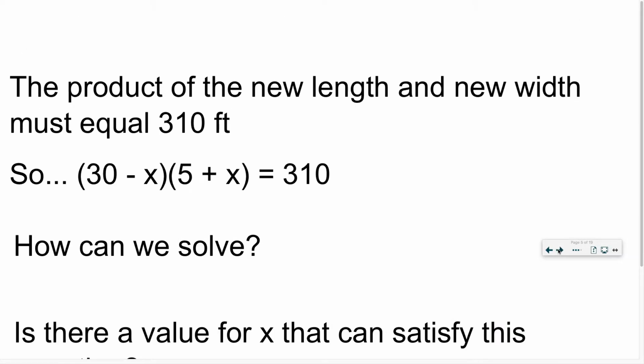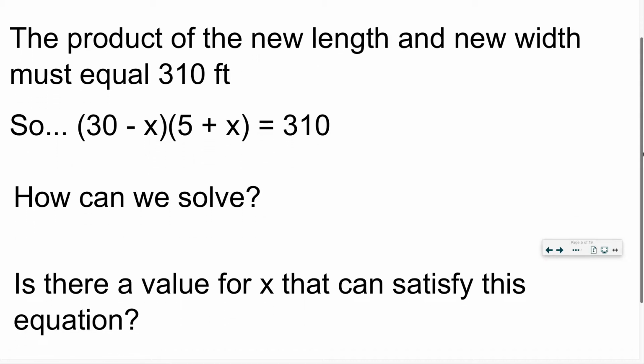So now, how would we solve this? Let's just go through it. If I distributed it out, I have 150 plus 30x minus 5x minus x squared equals 310. Okay, so I simplified it out. I haven't yet put it into standard form, but let's just pause for a moment. How could I solve it? What are my options for solving a quadratic?